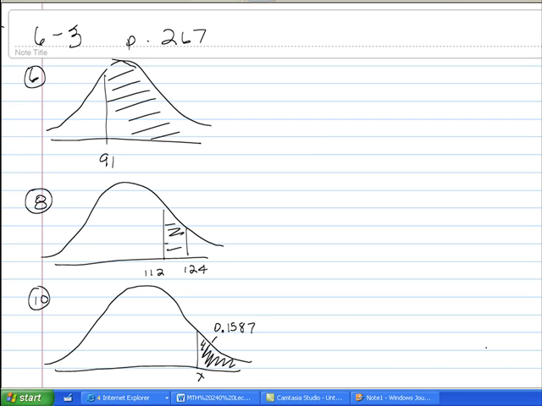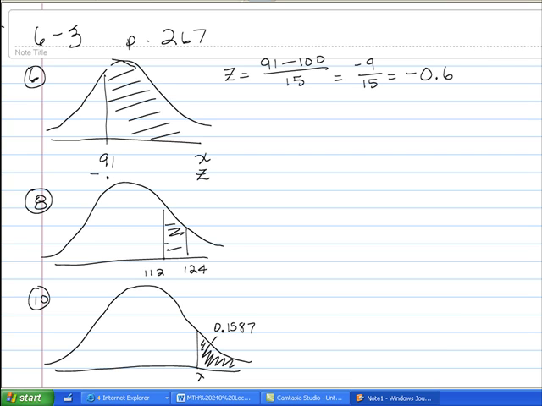So we have a score of 91. So we need to calculate the z-score that goes with 91. 91 minus 100 divided by 15. So that's negative 9 divided by 15. And that's negative 0.6. Okay, so our z-score is negative 0.6.